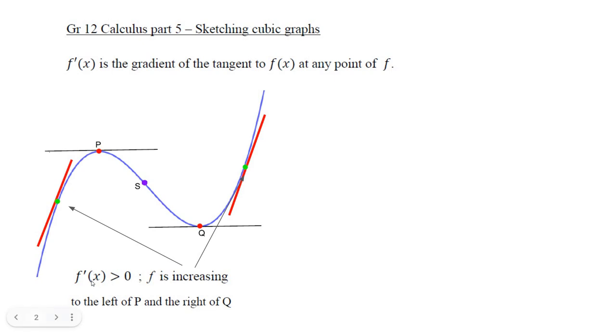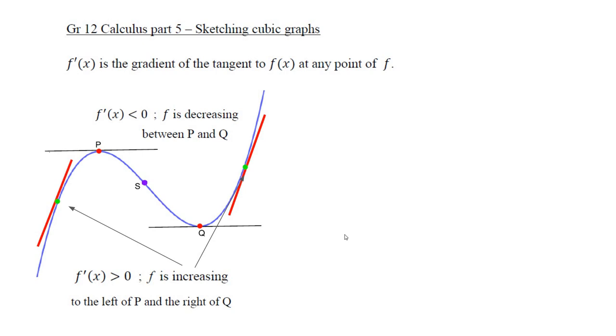So that's where it's increasing. And that's when the gradient, f prime of x, if you pick any x value in here, will be positive, greater than 0. But between P and Q, it's going to be negative, less than 0. And I can see that it's decreasing. It's getting less and less as it goes to Q. Okay, that's an important thing to know about.